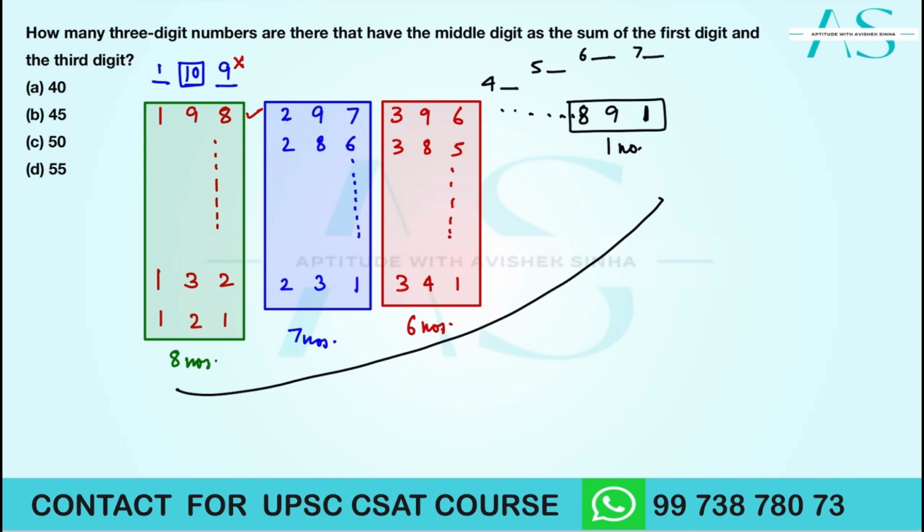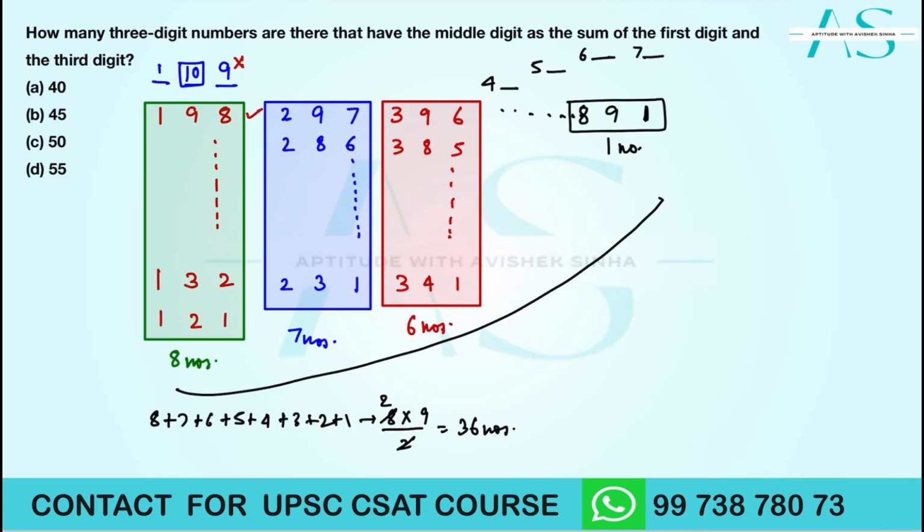तो आपको दिख रहा है, it is 8 + 7 + 6 + 5 + 4 + 3 + 2 + 1, और n into n plus 1 by 2. 8 into 8 plus 1, which is 9 by 2. Simple formula use करा, we get 36 numbers.